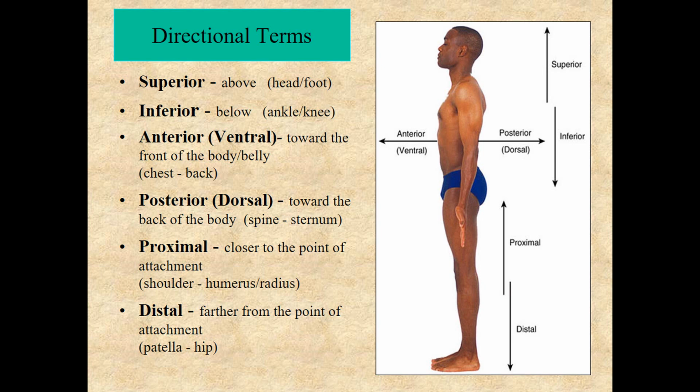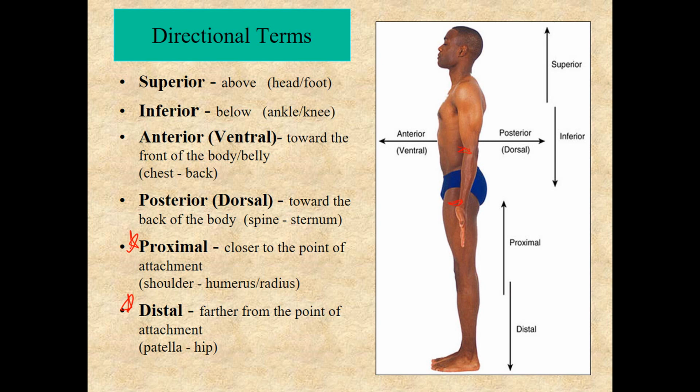The ones that I want you to star in your notes are proximal and distal. These are the ones that students have the most problems with. So after you go over these directional terms and you think you have it down pat, go over them again and make sure that you understand proximal versus distal. Proximal is closer to the point of attachment. Distal is further away. Okay, so the elbow is going to be proximal to the wrist, right?